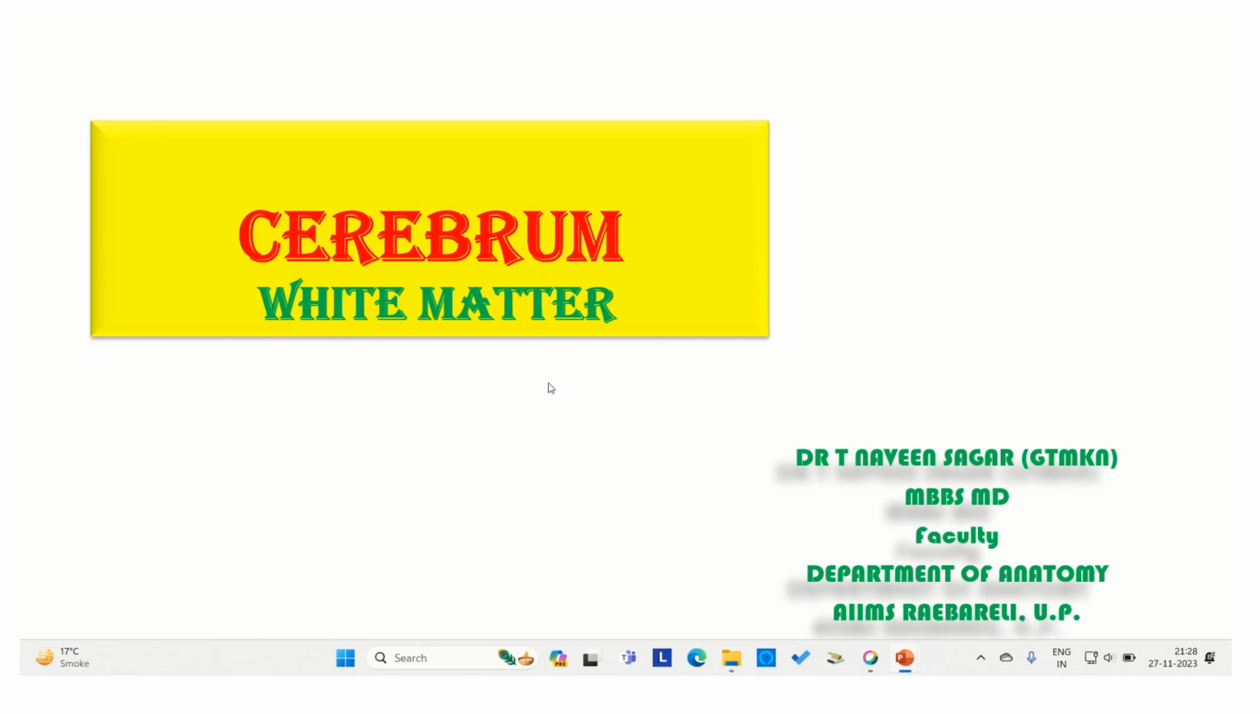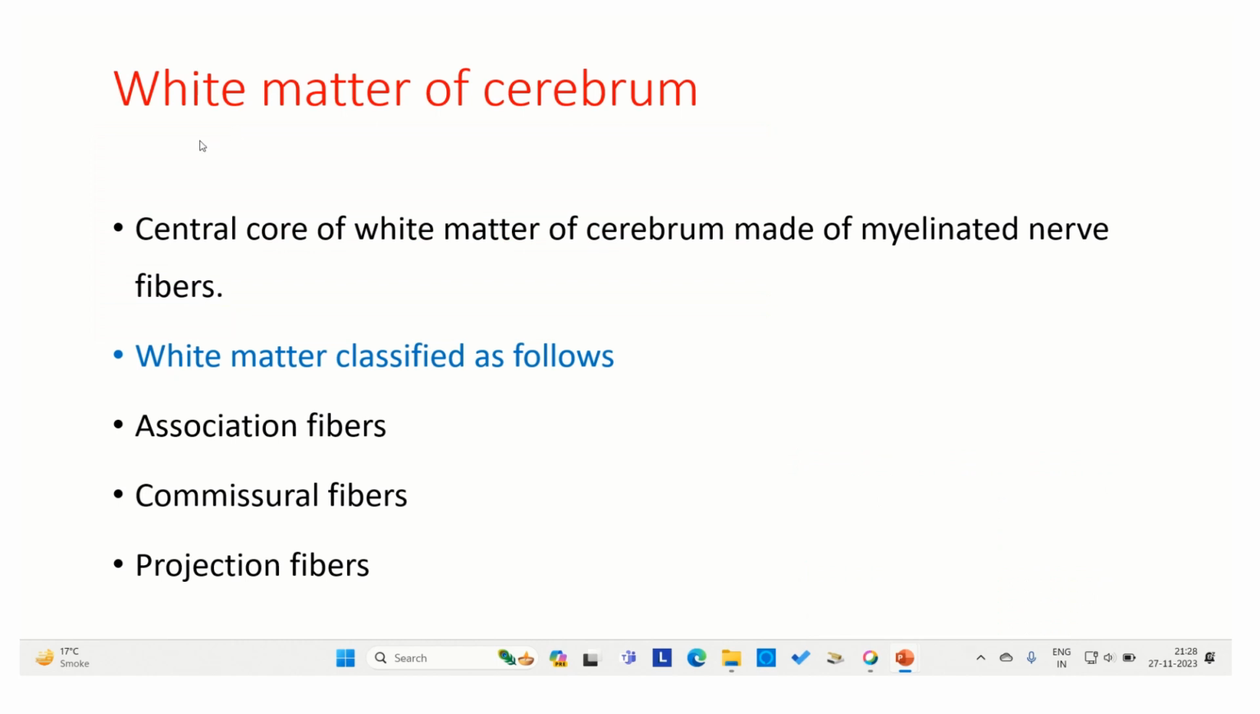Good evening, students. Today we will be dealing with the white matter of the cerebrum. In this class, we will be dealing with association fibers and commissural fibers. In the subsequent class, we will deal with the projection fibers. White matter is made up of a central core of myelinated nerve fibers.